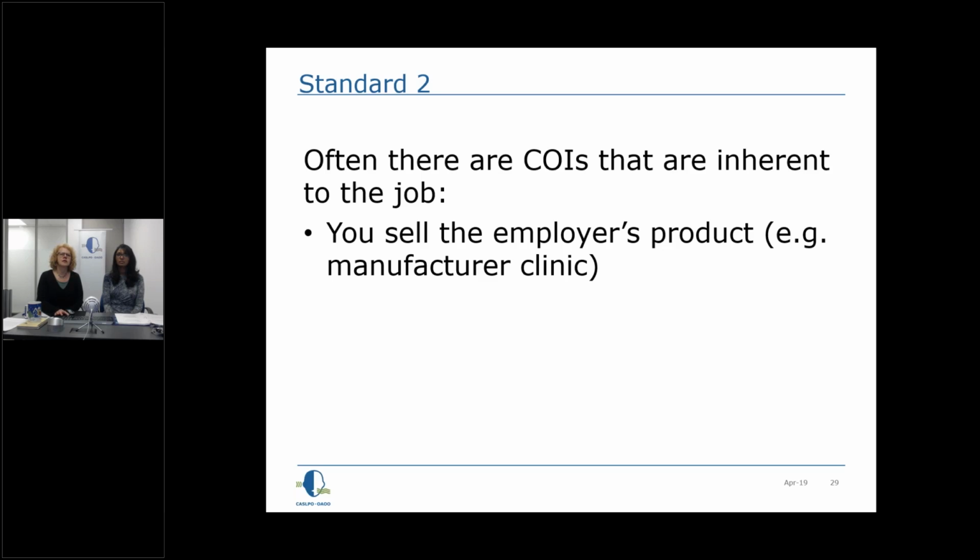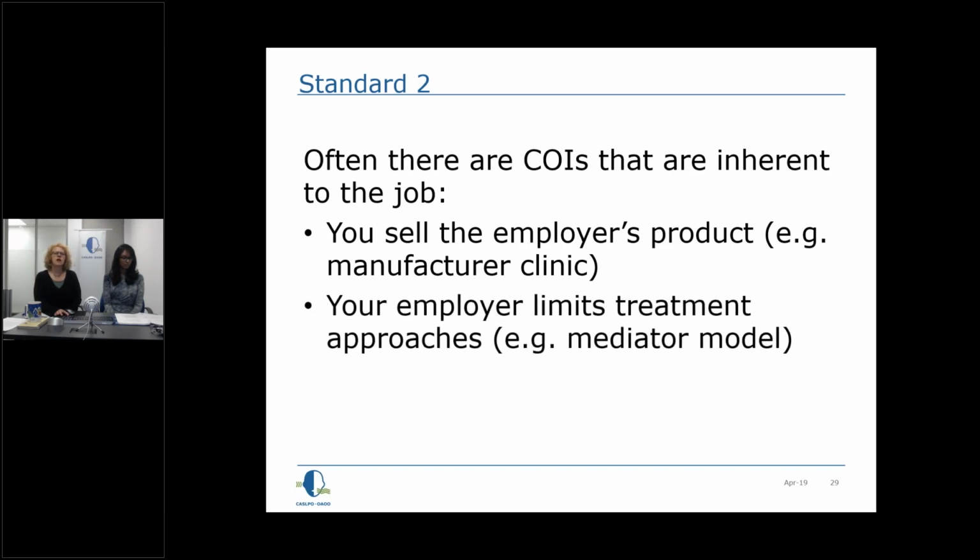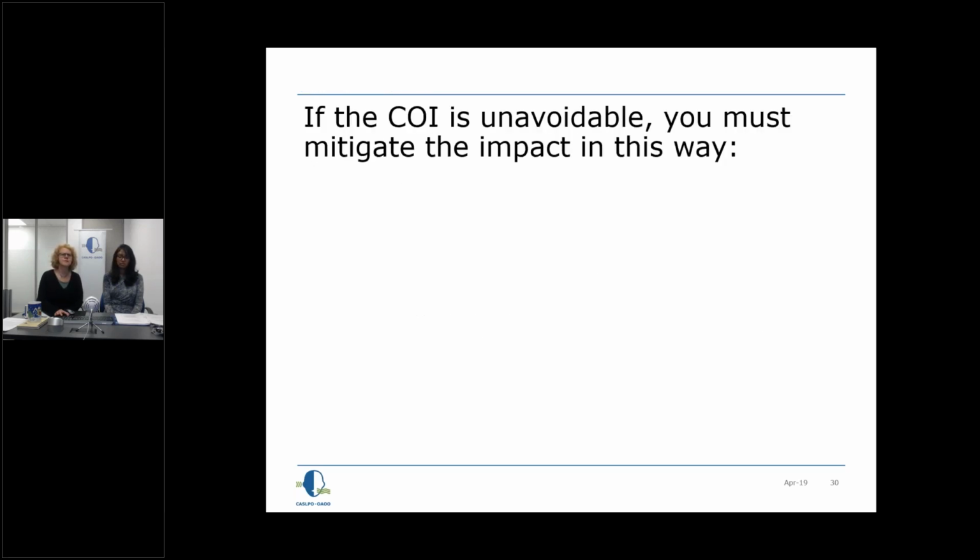But let's look at some of the more common ones that are a little more extreme. So you sell the employer's product. For example, you work for a manufacturer clinic. That's a common one. Another common one, maybe more in the speech pathology world, is your employer limits your treatment approaches. So there's lots of organizations that offer a mediator model type service, like the Hannon program, for instance.